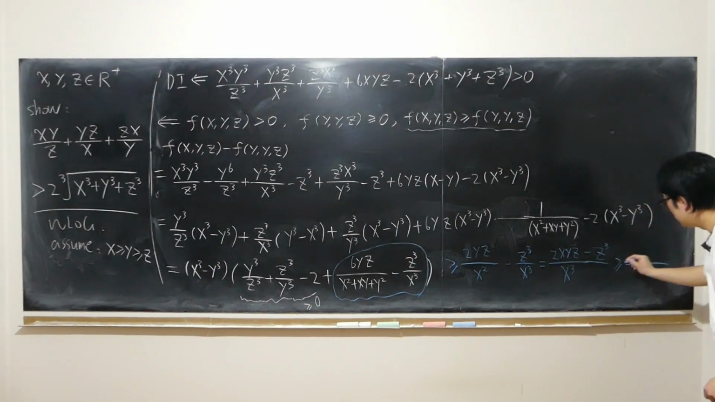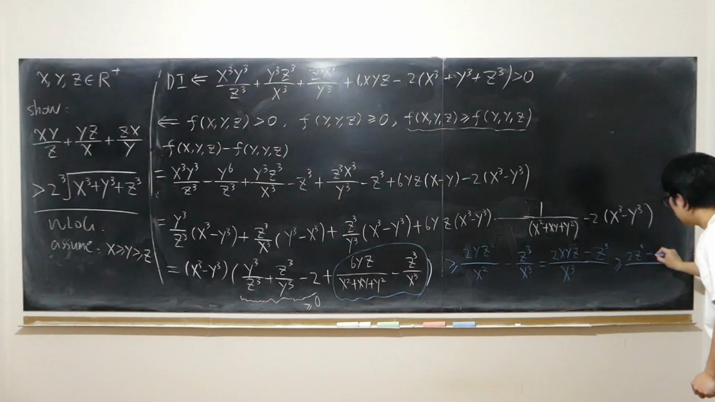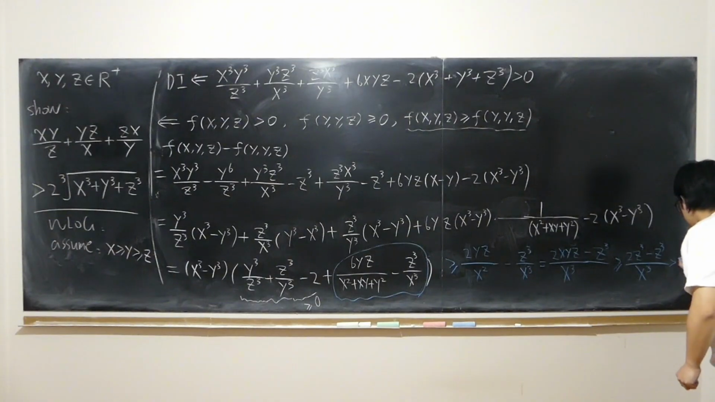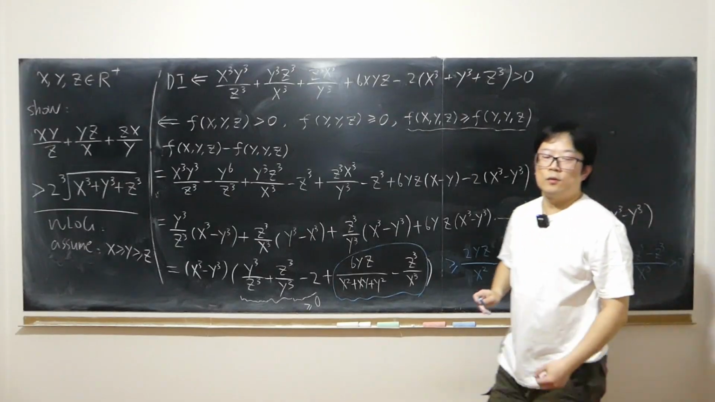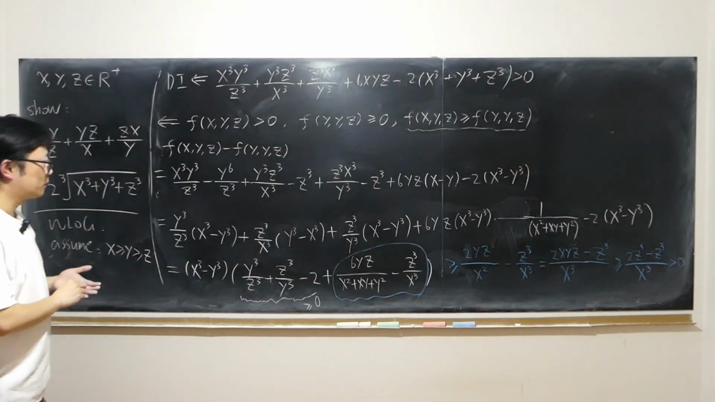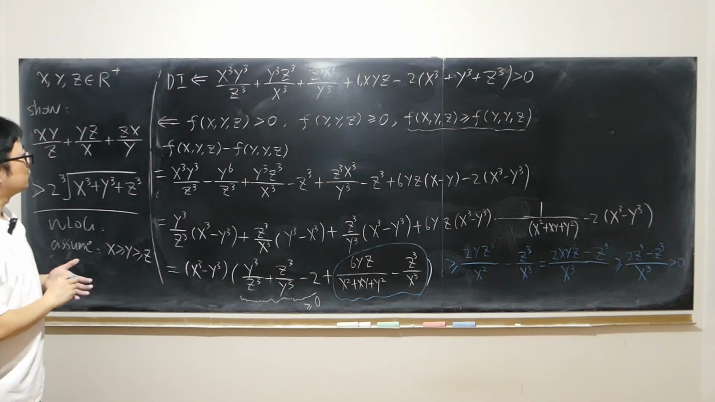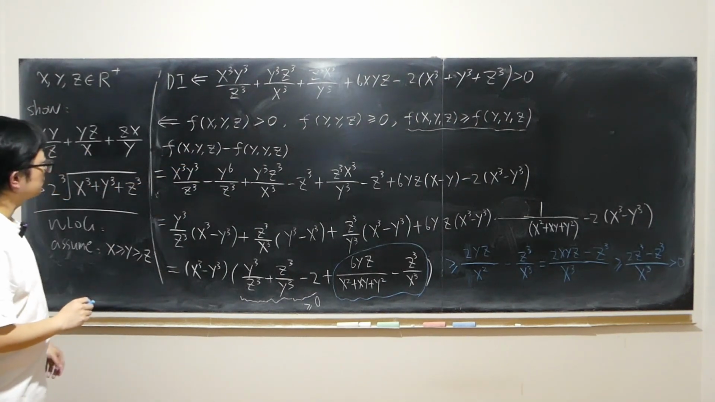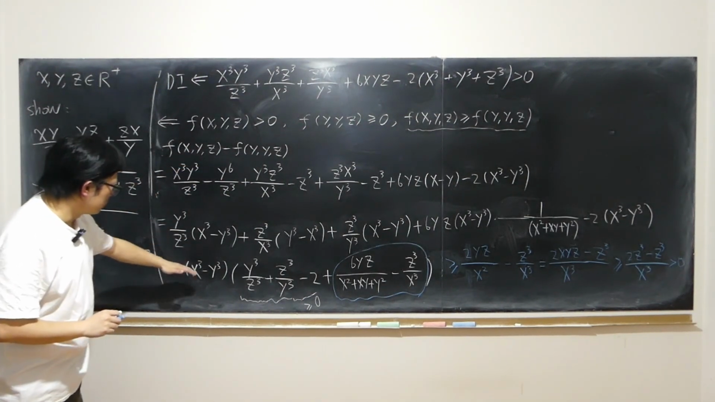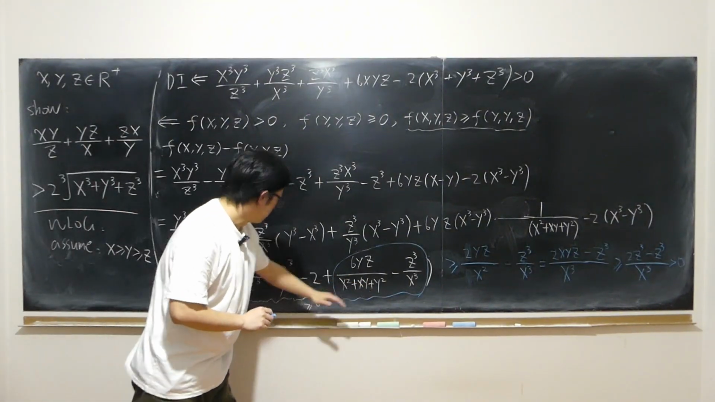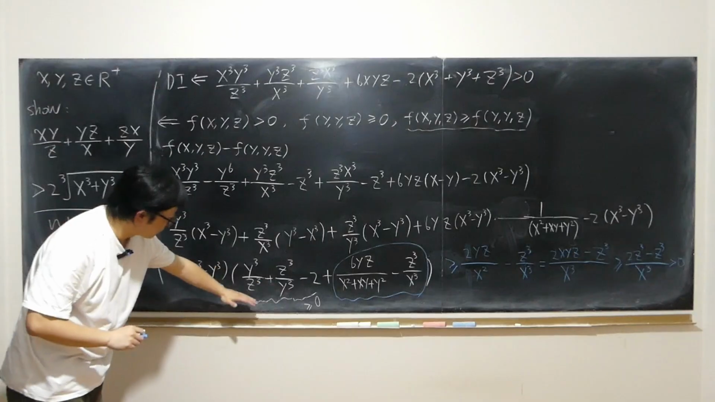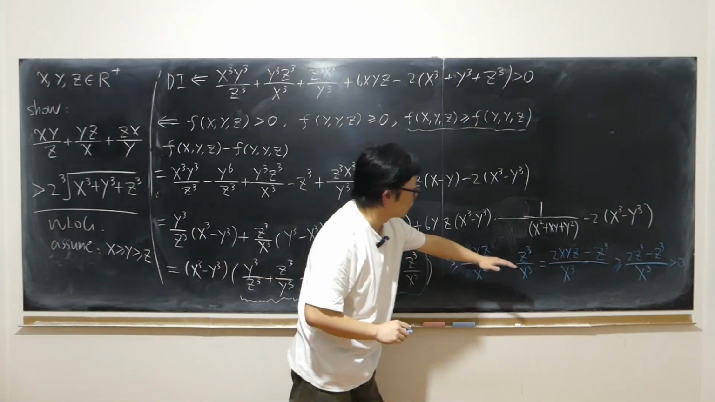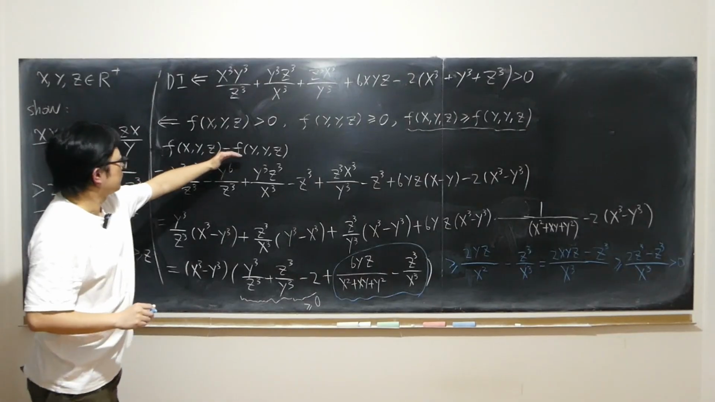2 times z times z times 2z cubed minus z cubed. Of course, greater than 0. So what do we have here? Finally we have the difference f(x,y,z) minus f(y,y,z) equals this, equals this, equals this, greater than this, greater than this. So this is greater than or equal to 0. This is greater than or equal to 0. This is greater than or equal to 0. So this is really greater than or equal to 0.